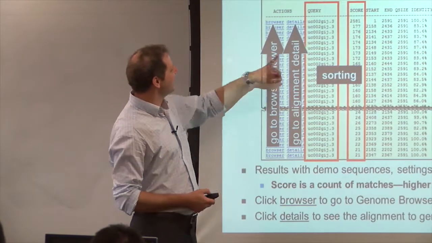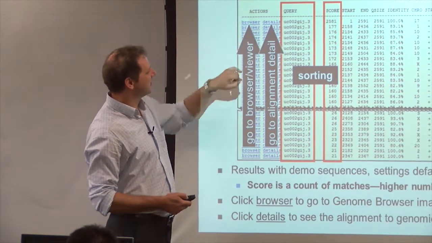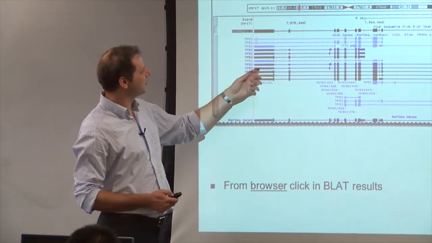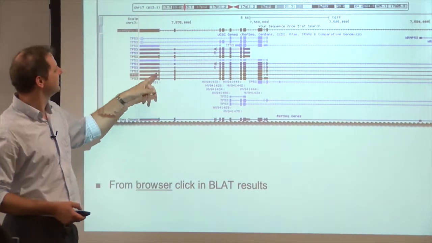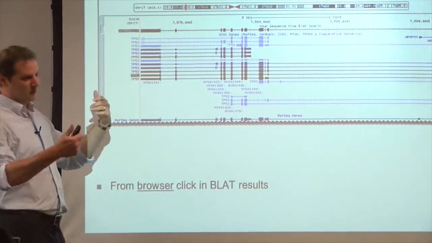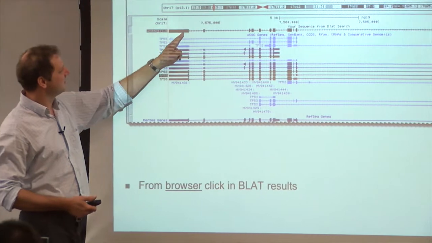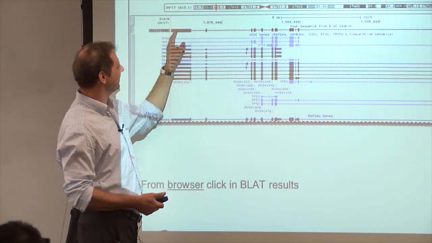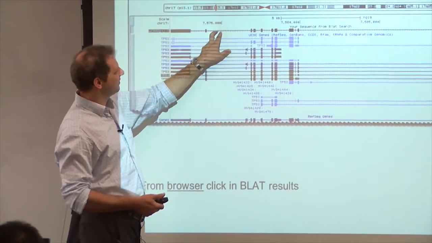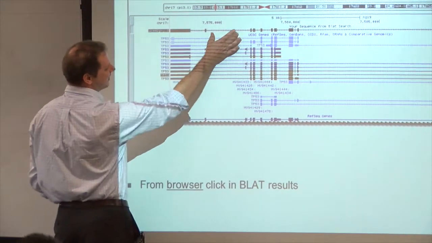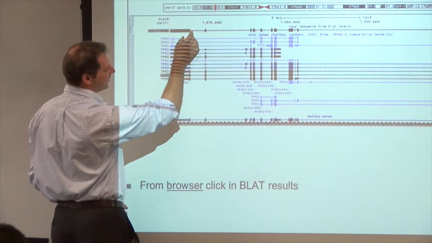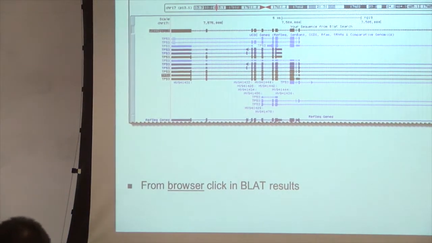So if we wanted to look at this one, we would just click on the browser, and it would take us back. Now it's added in a new track that says, hey, this is your BLAT search, and this is the alignment. And as you would expect, because we input the RNA sequence, the dark, thick lines are saying that's where the alignment was. The thin line without the bar are the bits that didn't align. And that obviously corresponds perfectly with the introns and exons of the gene, because that's what we search for.